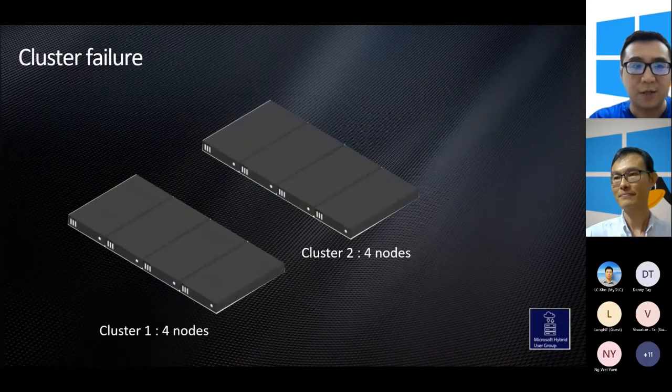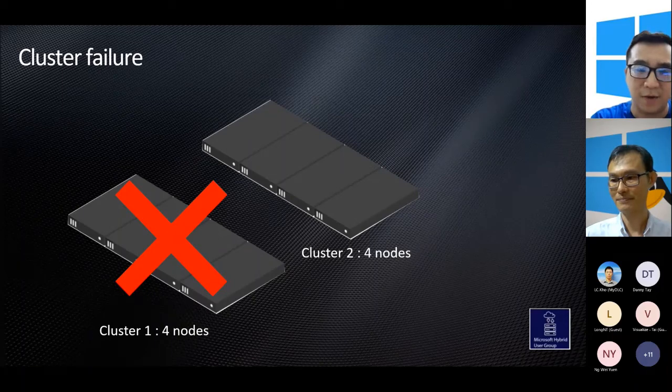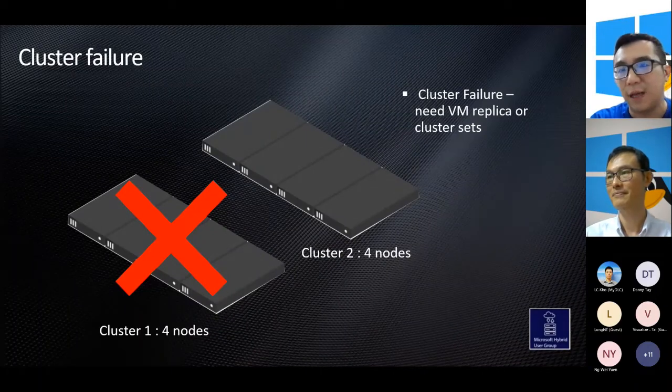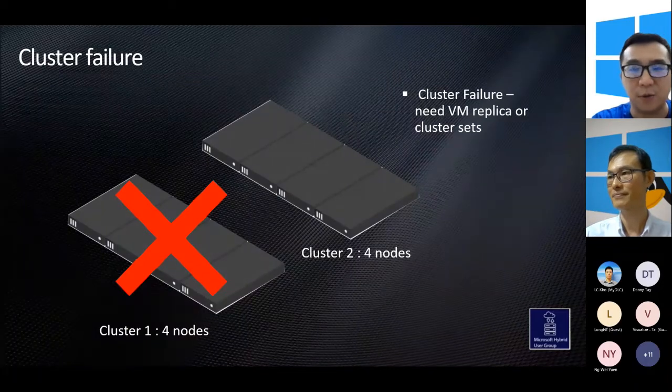Another scenario is cluster failure. Here we have 2 clusters, each cluster with a 4 node setup. All of a sudden, the entire 4 node cluster number 1 fails. This is categorized as cluster failure. In this scenario, you need to set up VM replication or a stretched cluster. With this setup, you will be able to survive. Of course, you need to pre-set up this thing. It's not done after the fact.